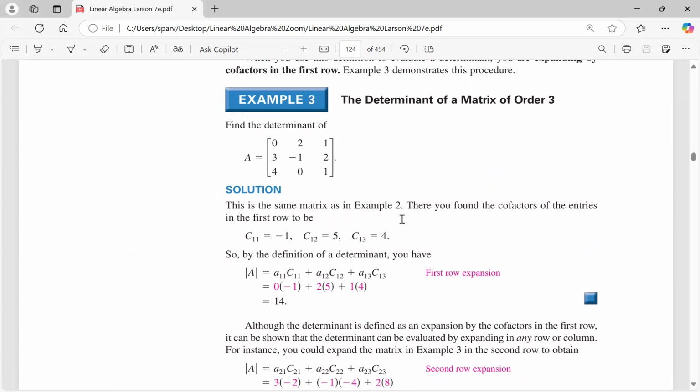And the matrix, okay, so he's already found the cofactors for the first row. Okay, that's fine. We do our own. So he's done this example before. He said, look, I found the cofactors for the first row. And the elements in the first row are 0, 2, 1. So you multiply element by its cofactor, element, cofactor, and there you go. The answer is 14.